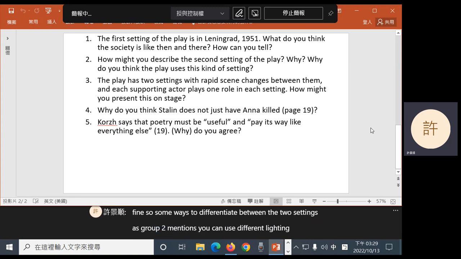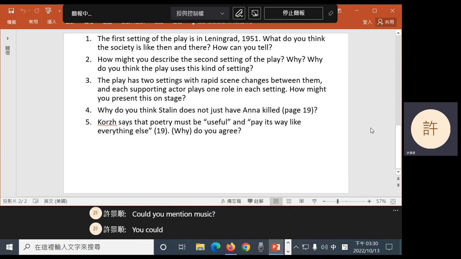So some ways to differentiate between the two settings, as group two mentions, you can use different lighting. Usually we mean different colors of lighting. If you use the same color and you shine on different places, it might not be different enough. So for example, in the past, you might use a more yellow orange lighting. In the future, you might use a blue gray lighting to give a different feeling for each setting. Group two mentioned music. You could use music, but the disadvantage of using music is that it can be a bit distracting.